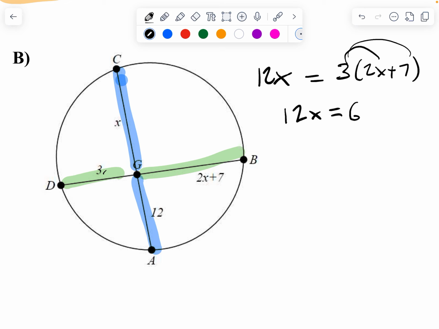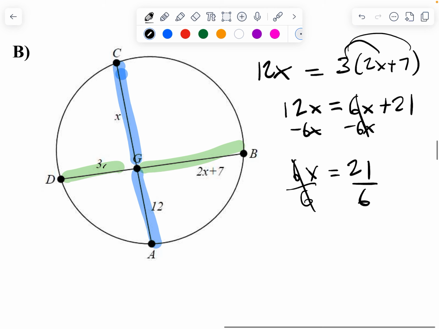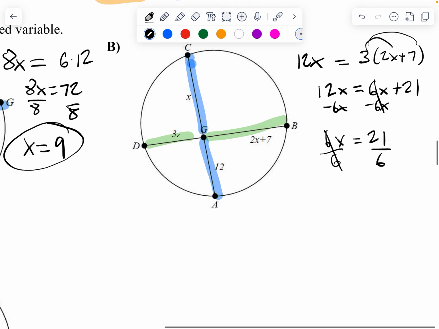12x equals 6x plus 21. Right, keep solving for x. I'm going to get x alone. So 6x equals 21. Divide by 6. And we get 21/6 as an answer. That does simplify, right? 3 is a common factor, so 7 halves.